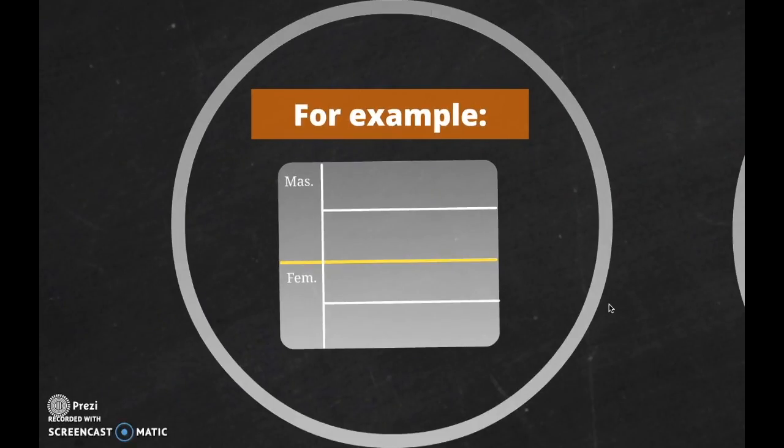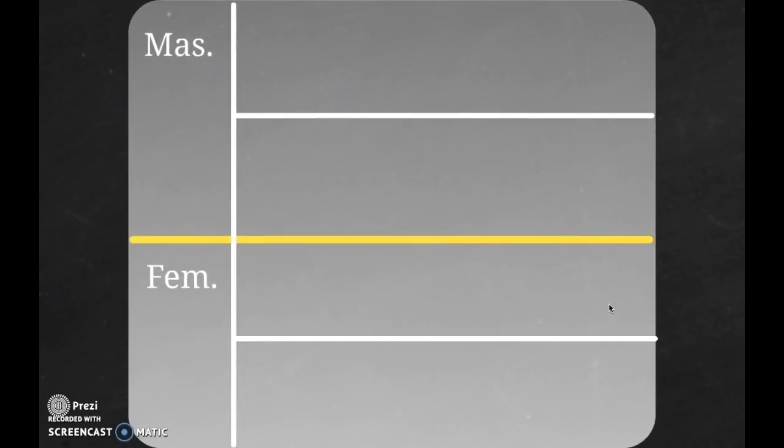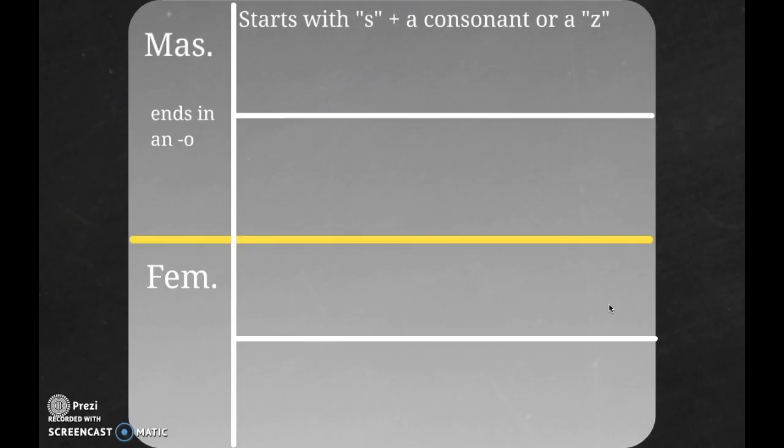Now, singular and plural doesn't make a difference here because we can only use a or an with a singular word. So we know that a word, when it's masculine, ends in an O. When that word starts with an S and a consonant or a Z, then we use uno to mean a or an. For example, a backpack. The word backpack in Italian is zaino. Zaino ends in an O and starts with a Z. Therefore, we say uno zaino.